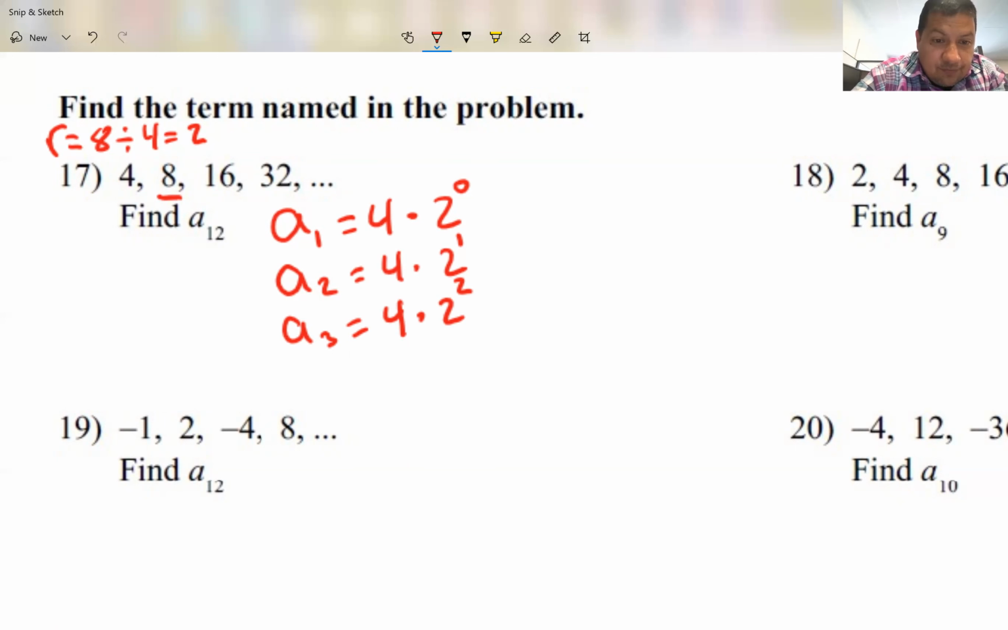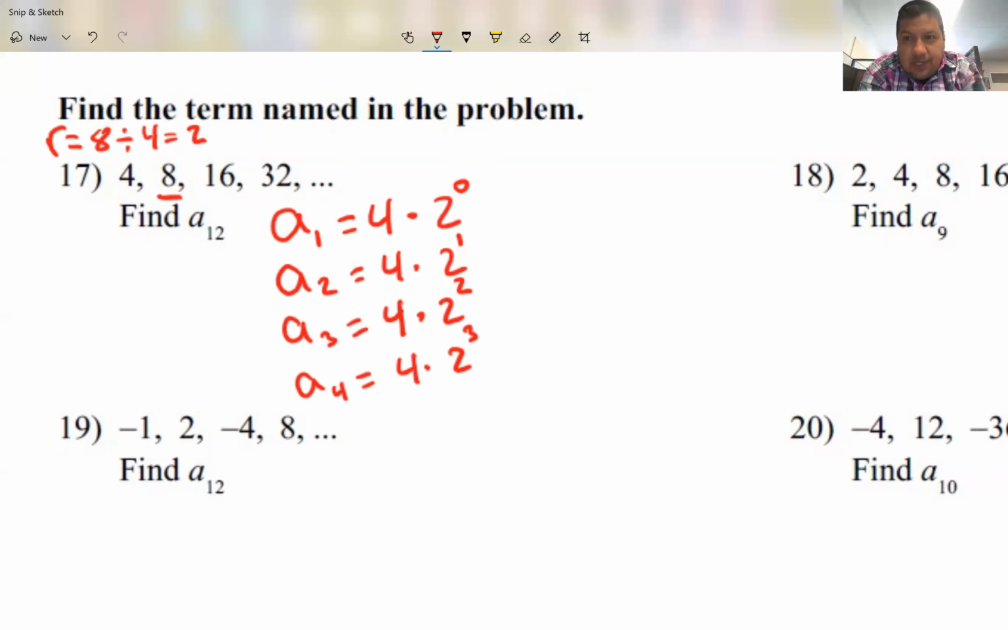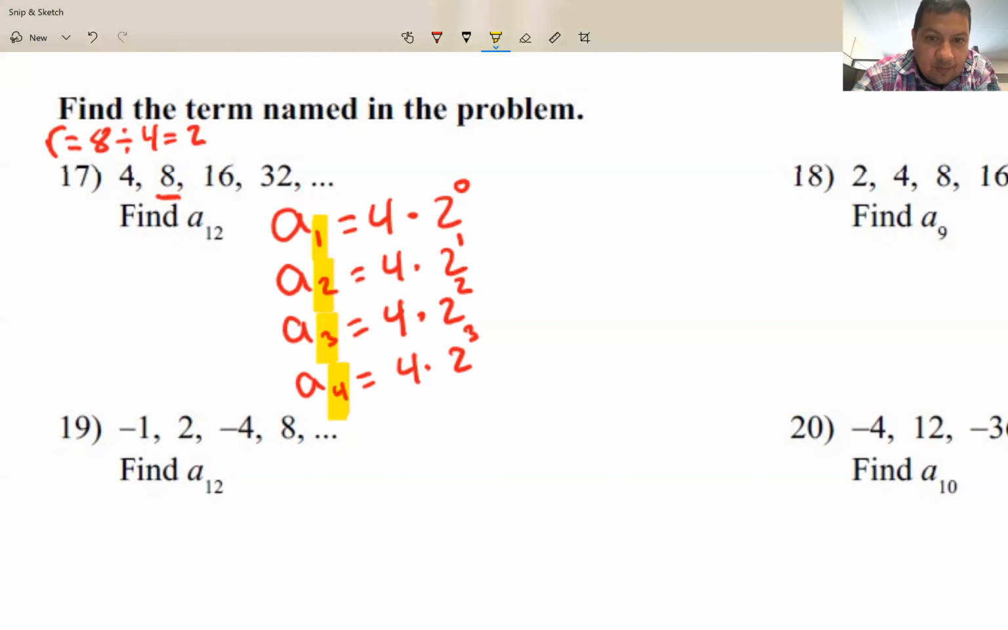I'm going to say a sub 4. My fourth number on the list is 4 multiplied times 2, 3 times, because I start multiplying by 2 on the second number. So notice how my first number I said multiply by 2, 0 times, and on the second number multiply by 2 once. One interesting part I want to emphasize, this little number with the exponent: notice the number I'm looking for is 1 bigger than my exponent.